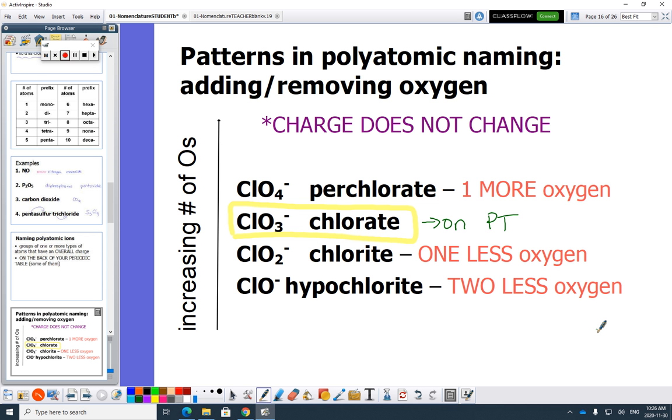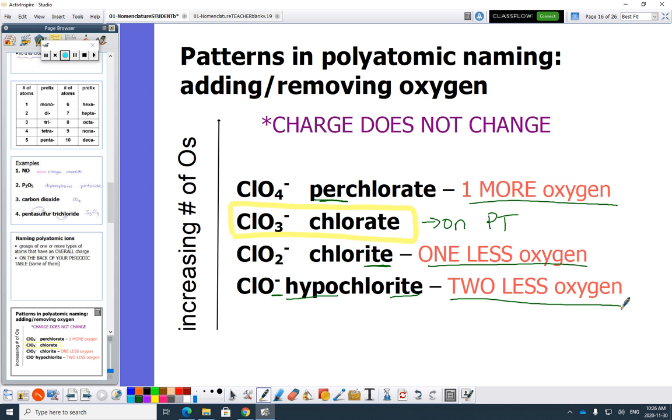Then when you add one more oxygen, so whatever the parent form was, that's a 3, so one more is 4. The charge doesn't change. It becomes per. So one more oxygen is per. When you take one away, so you go from 3 to 2, then that changes to ITE, which is 1 less oxygen, then 2 less. So again, we don't usually write the 1. It becomes hypo-ite, which is 2 less. Okay?